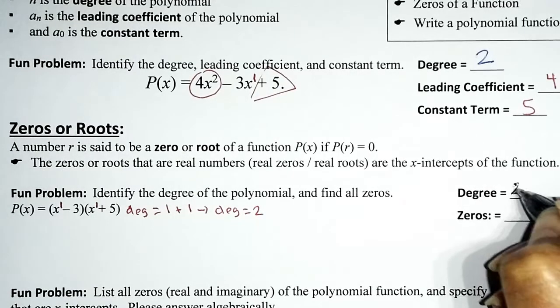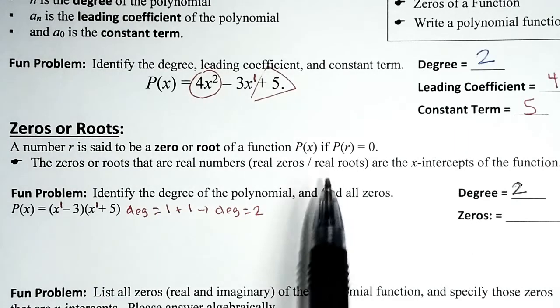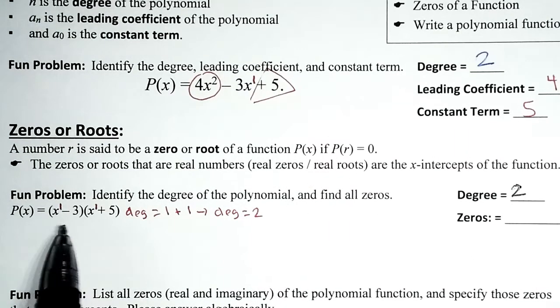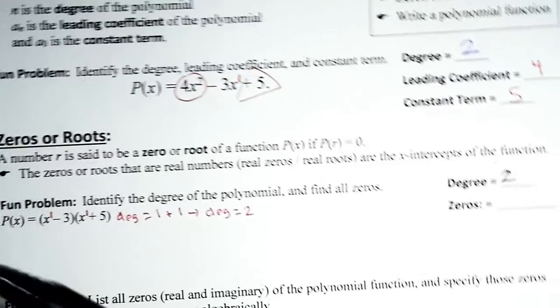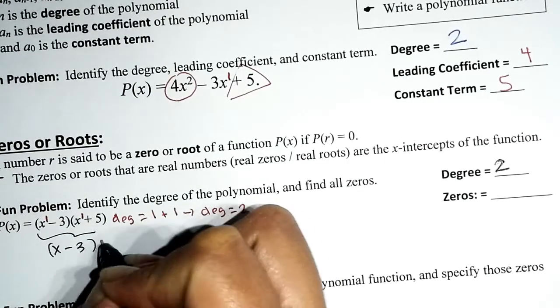Now, what are the zeros? The zeros of the function are the values that will make the function a 0, and I'll come back to this. Okay, so if you want to know what makes this a 0, then you're going to have to take the polynomial and set that equal to 0. So let's do this. Let's go ahead, take the polynomial, set that equal to 0.